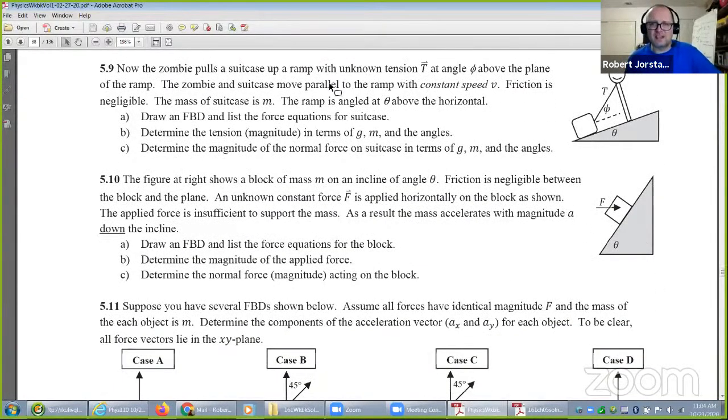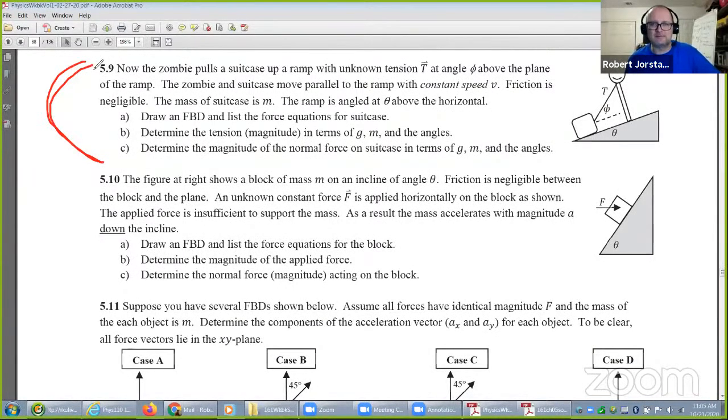So, in this case, I want to look at this problem right here, 5.9. All right. Now, you're going to see a lot of zombies in this chapter. For a while, I was really on a zombie movie kick, and that happened to coincide with when I was writing these problems. So, there's a lot of problems with zombies. Okay, so I'll let you read that.